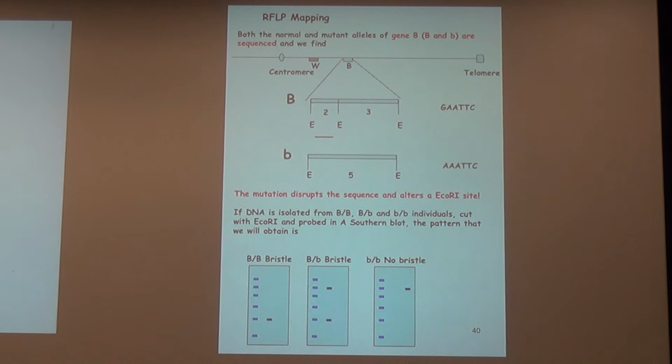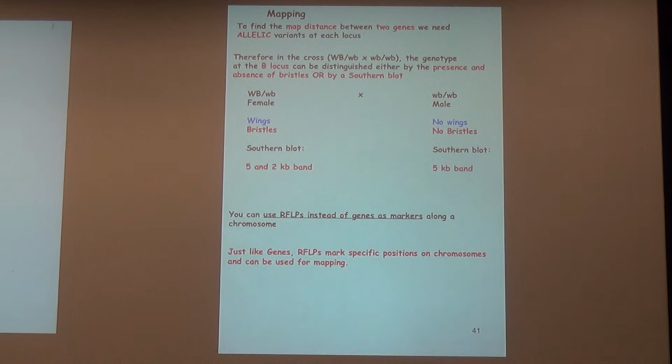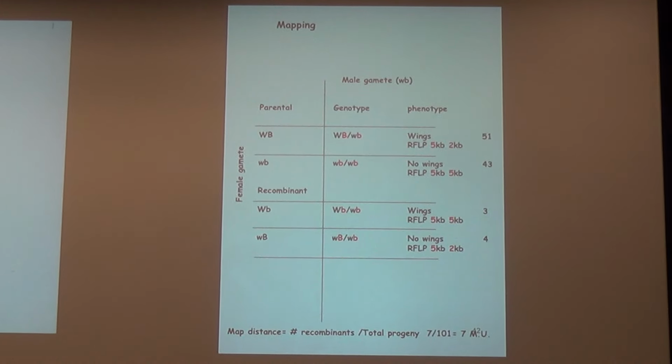It's the same thing. Instead of looking at the bristles under the microscope, you're basically analyzing the appearance and disappearance of bands on a gel. That's the only difference, basically. No other difference. So you can map a gene with regards to this, and instead of looking under a microscope, you may not like looking under a microscope, maybe you prefer looking at gel pictures. And so instead of saying wings, no wings, bristles, no bristles, you can simply say 5 and 2 kb, 5 kb, etc. So you can use a different ability to map.